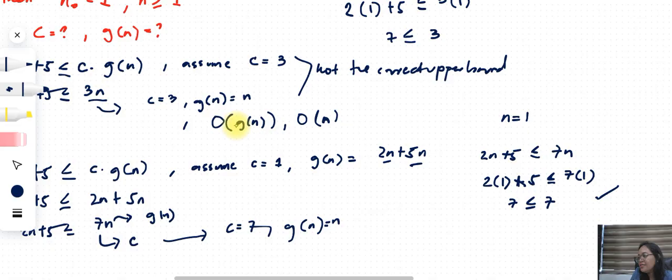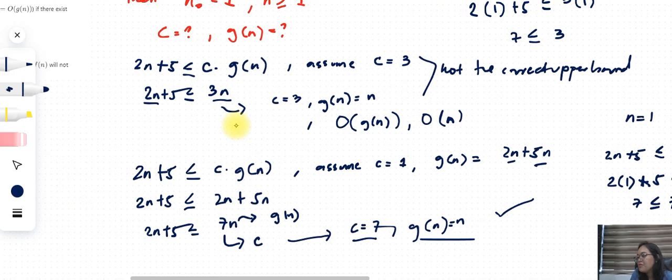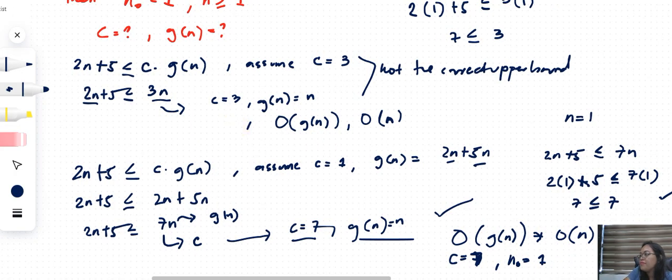Meaning, c equals 7 and g of n equals n is sufficient to become the upper bound of your function. And thus, we have our final answer: the big O of this function is n, and our c is 1, and our n sub 0 is 1. No, no, no, c is 7, sorry. Let's check that on the graph.